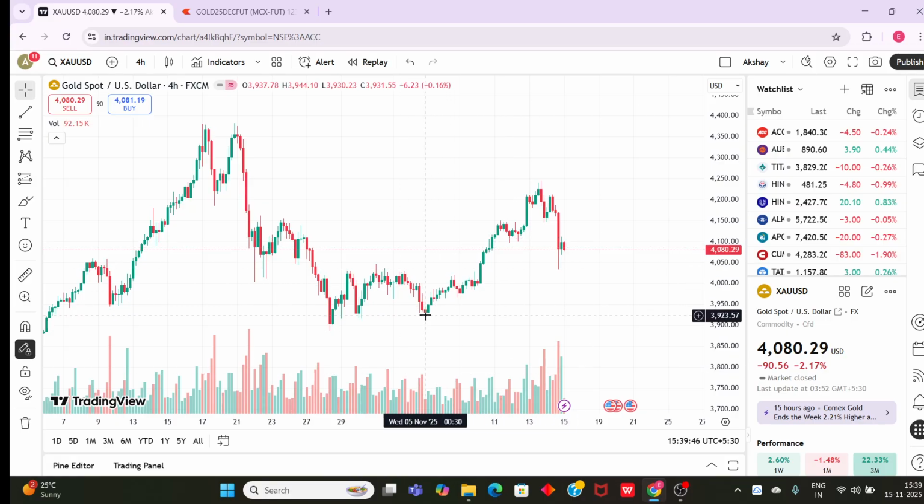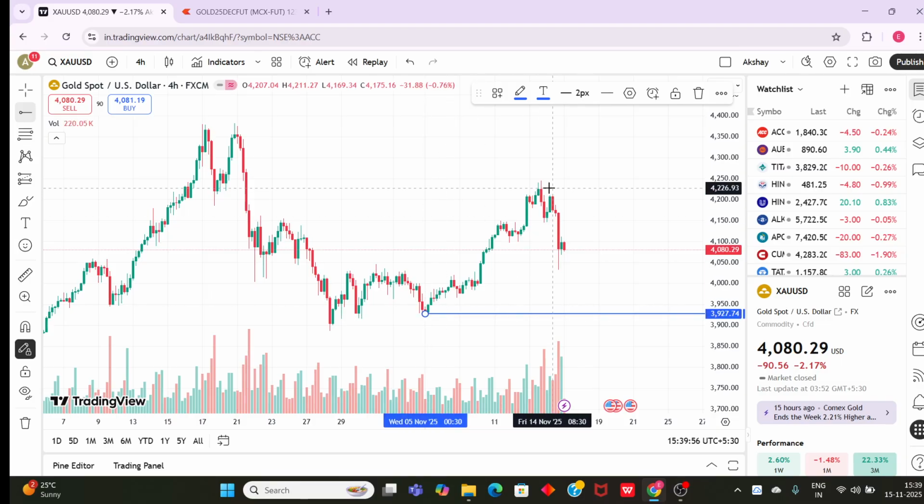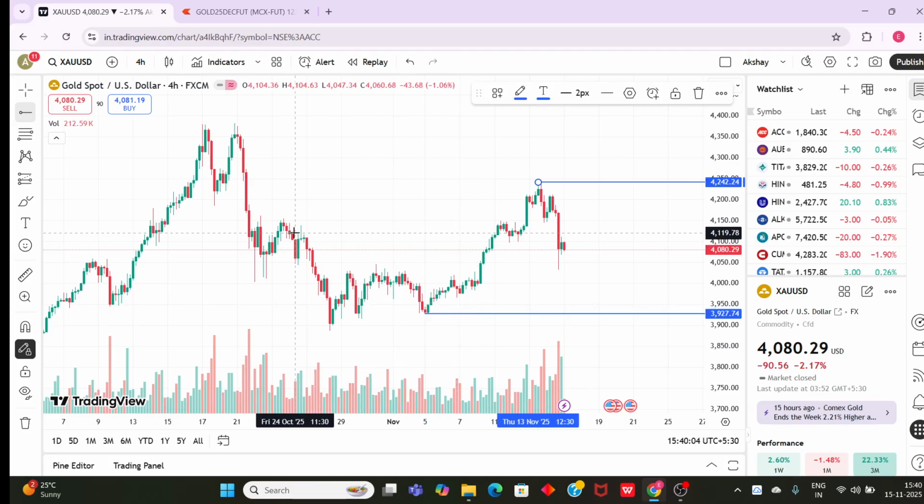For example, here you can see that this is the recent rally which has been made, correct? Let's mark the horizontal line for this. This is the low, and this is the high. You can mark the high and low of the recent rally, and you can see the low is 3927, and the high is 4242. The rally would be 315 points. Divide by 2, which would be 157. 157 is the half of this rally.